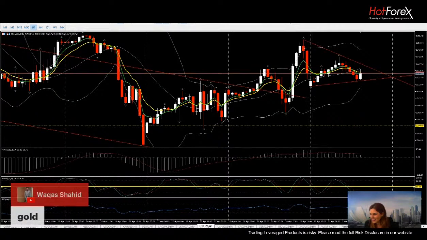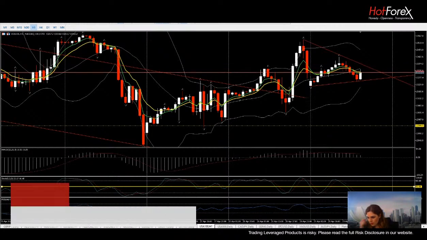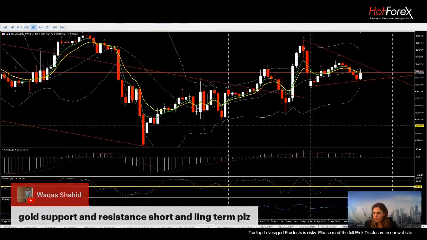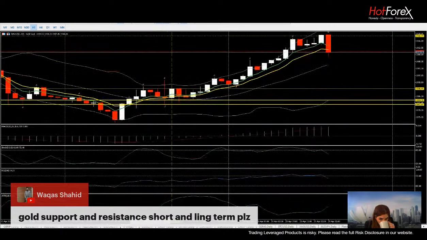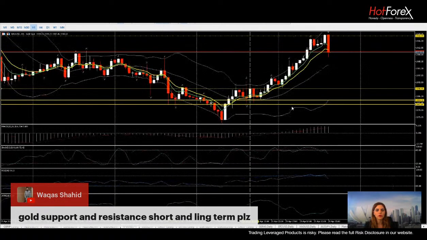Gold, obviously gold. Okay, guys. You keep asking about gold support and resistance, short and long term. Okay, so let's start from the short term then. Gold had a bounce this morning, not literally since the beginning of the day, but it's currently facing some pressure. So this is gold.